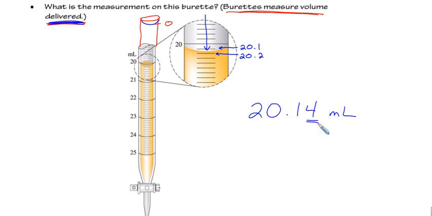Milliliters delivered. This is the estimate. I did not deliver 20.2. I'm not quite there yet. Volume delivered, top down. So I'll estimate, I don't know, 20.14, 20.15, something reasonable. Gets you A+ full credit.